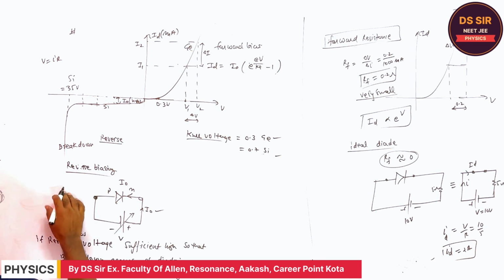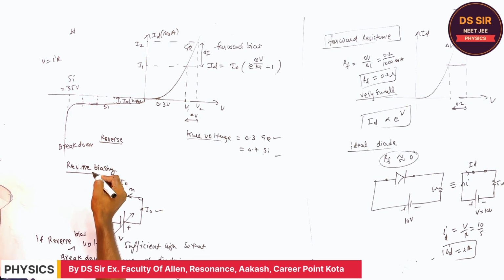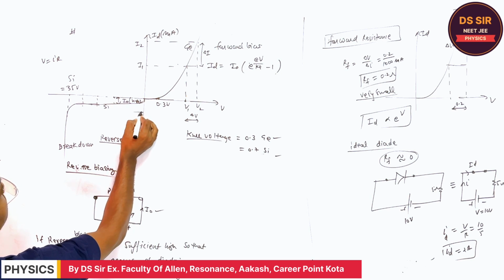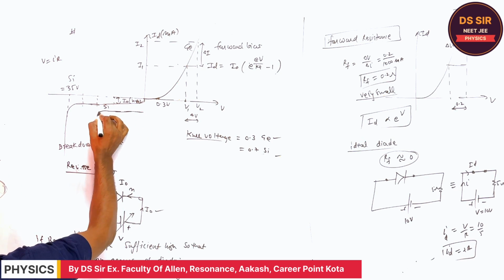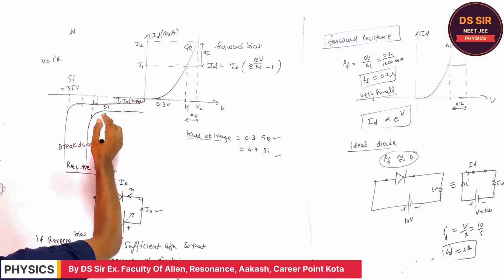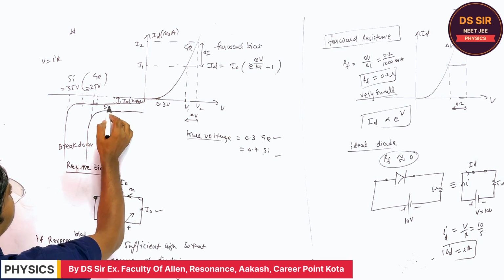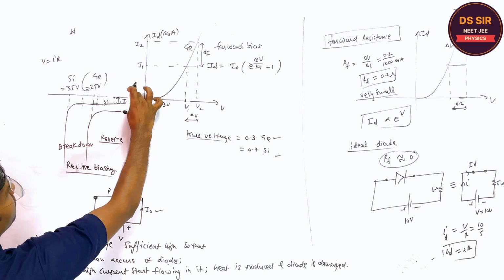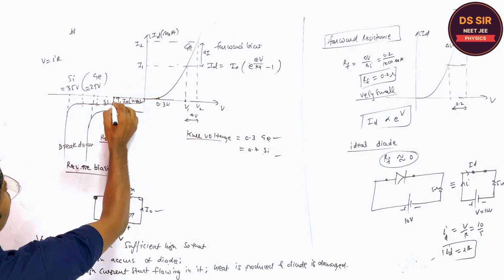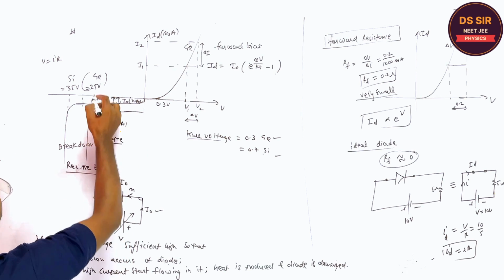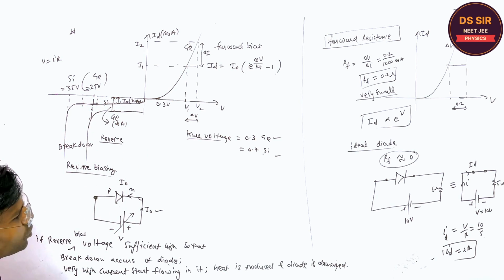The breakdown of the silicon diode occurs at 35 volt, while for germanium, the breakdown voltage occurs at 25 volt. Do you understand? For silicon, the reverse saturation current is in nanoampere. For germanium, the reverse saturation current is in microampere, and its breakdown voltage is 25 volt. Are you getting or not?